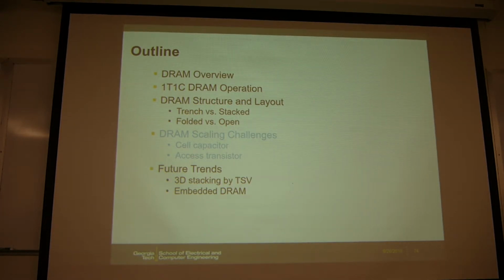Okay, so next we are going to discuss the scaling challenges of DRAM technology. We are going to have two subtopics because DRAM is 1T, 1C. So we will talk about the C first, the cell capacitor, the challenges to scale the cell capacitor, and then the T, the access transistor.